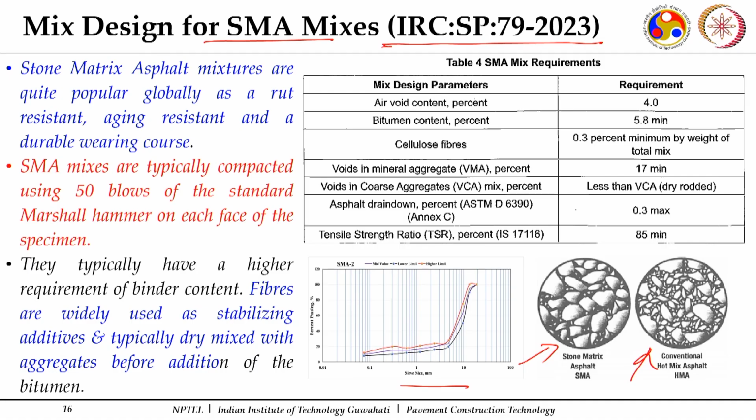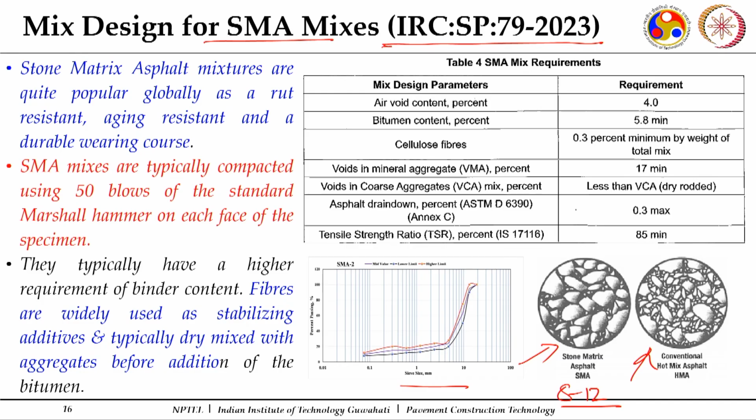And since the voids are going to be filled up with the mastic, which is your fines, normally 8 to 12% of filler is used in this case, and the binder required is also a bit higher for the stone matrix asphalt, because a high amount of filler is there. So it fills the interstices, and this forms a matrix which is strong enough to take the traffic loads.